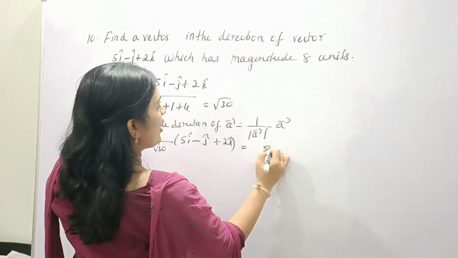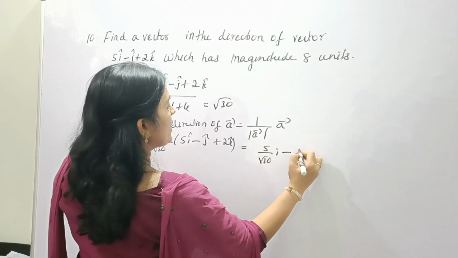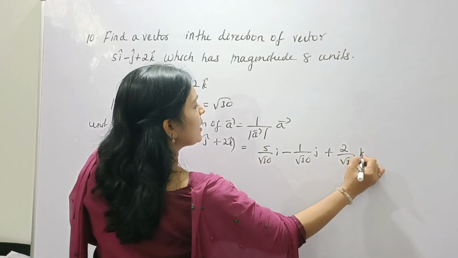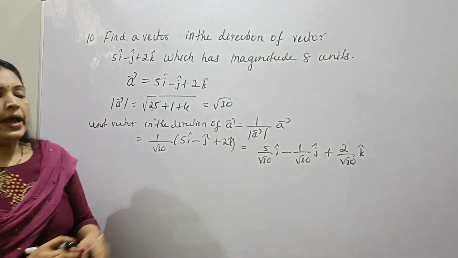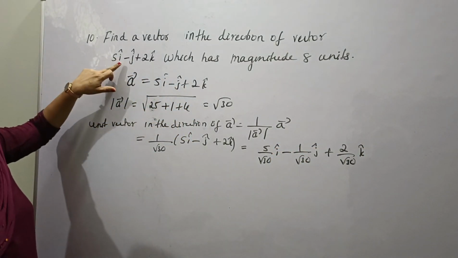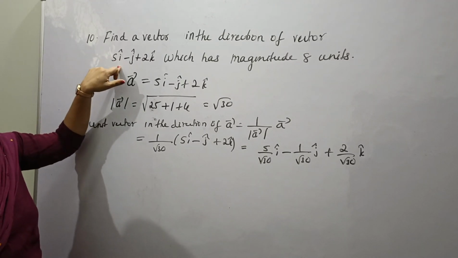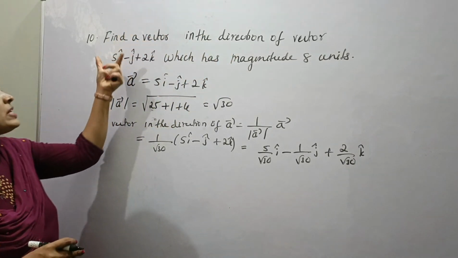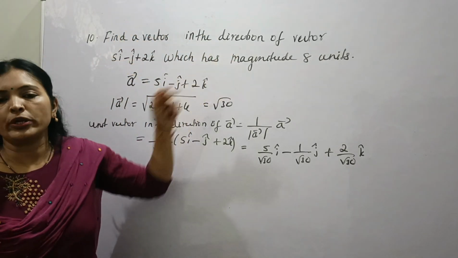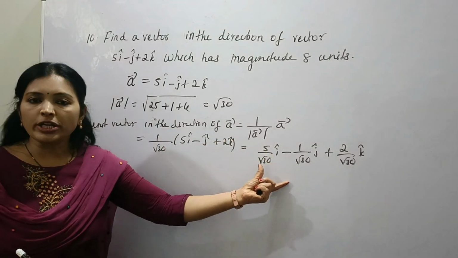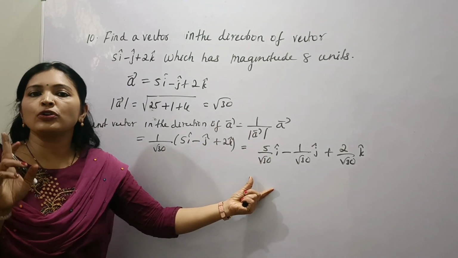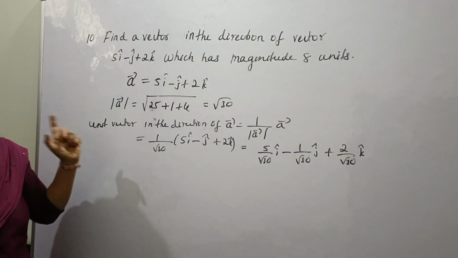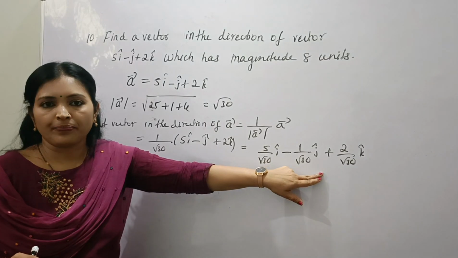That is equal to 5 by root 30 i minus 1 by root 30 j plus 2 by root 30 k. It is the unit vector along the direction of the given vector. Now we have to find the vector along the direction of the same vector which has magnitude 8 units. See, it is the unit vector, right? So its magnitude is 1. Now to find the required vector, we have to multiply 8 by this vector.